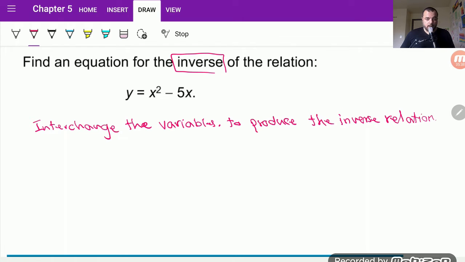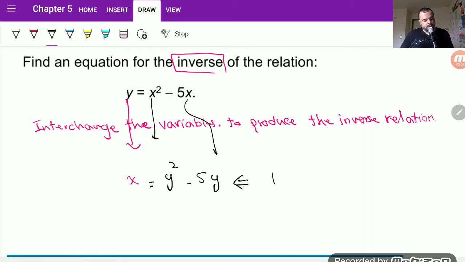So how do I interchange? Just easily interchange. Just y is going to be x. X is going to be y. This is a squared. And again, x is going to be y. So this is the inverse relation.